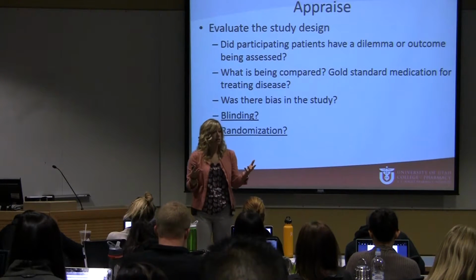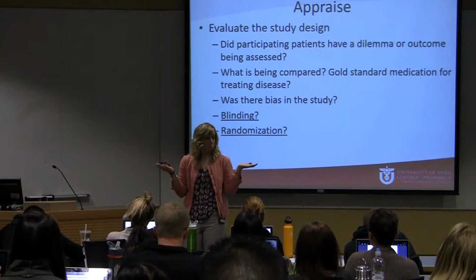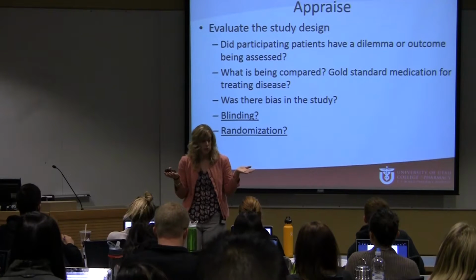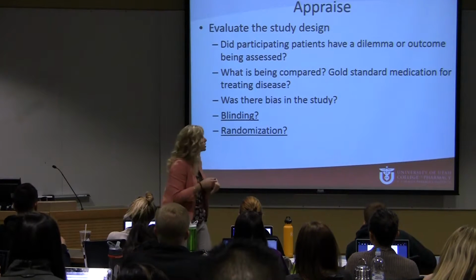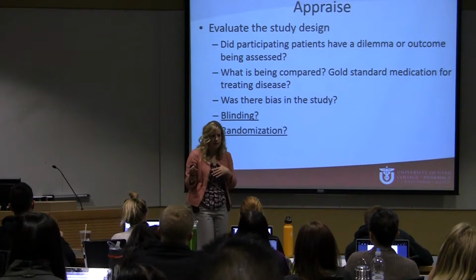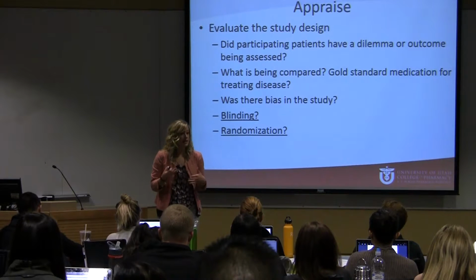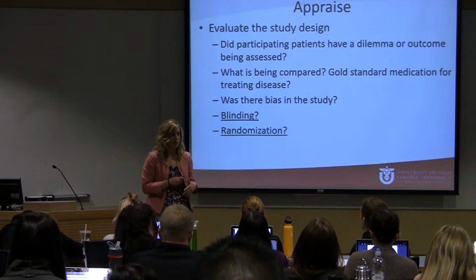Because there could be bias, right? If you know that you got the intervention, there could be bias. So blinding actually makes your study stronger. Same with randomization, it makes your study stronger. If you don't have those, it's a little bit less meaningful in your study.